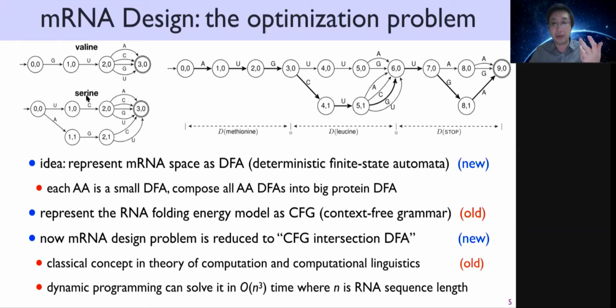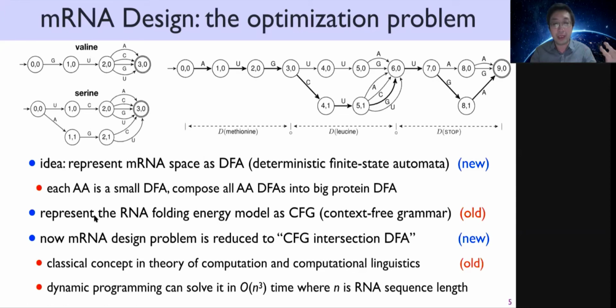Serine has 6 choices, you represent like this. And then you concatenate all of these little DFAs together. You get a very big, very long protein DFA. And now you suddenly realize that each path in this very long protein DFA corresponds to an mRNA sequence that can translate to the same protein. So this huge 10 to the whatever 600-something space is now packed in this very small DFA form, which represents exponentially many different choices, right?